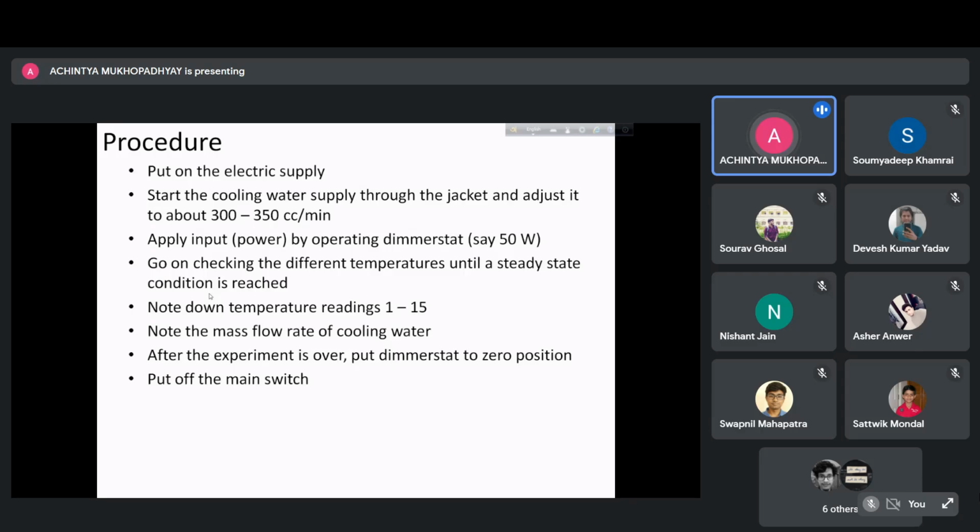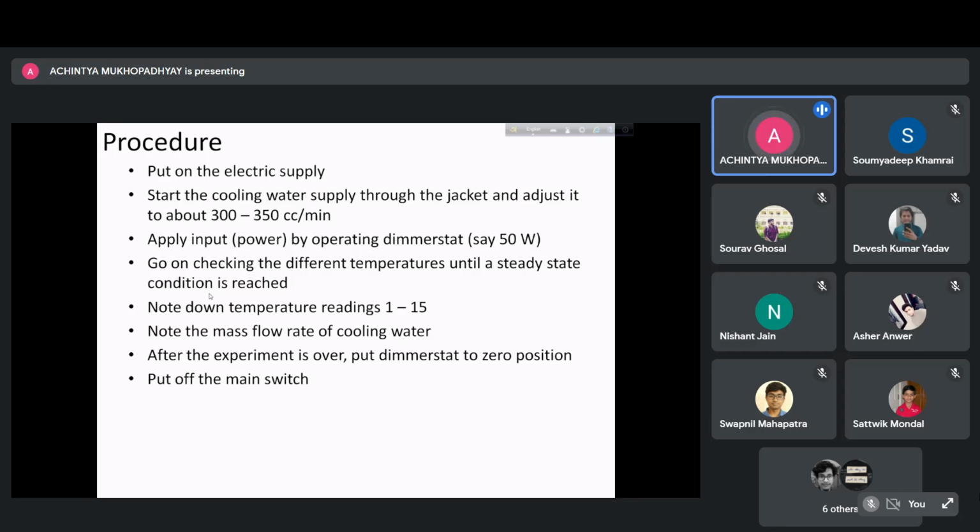As usual, put on the electric supply, start the cooling water supply through the jacket and adjust it to about 300 to 350 cc per minute. Why this particular value? So that you get a reasonable amount of temperature difference, not too high, not too low. So how will you do it?